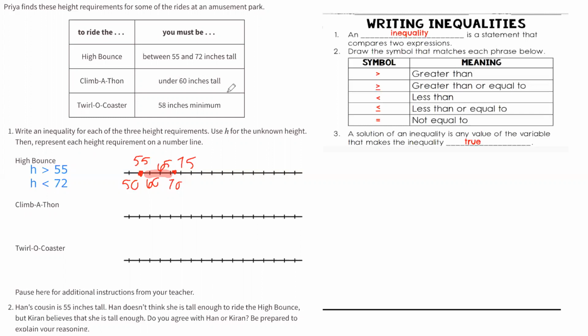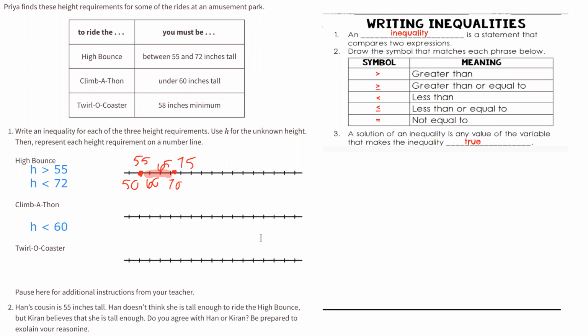Now that one's actually probably the hardest of all of our inequalities. For the rest of them, they're going to be pretty easy because there's not the between. It's either under or over. So for Climb-a-thon, you have to be under 60 inches tall. That means you have to be less than 60 inches. So the inequality that represents that height is that the height, h, must be less than 60 inches.